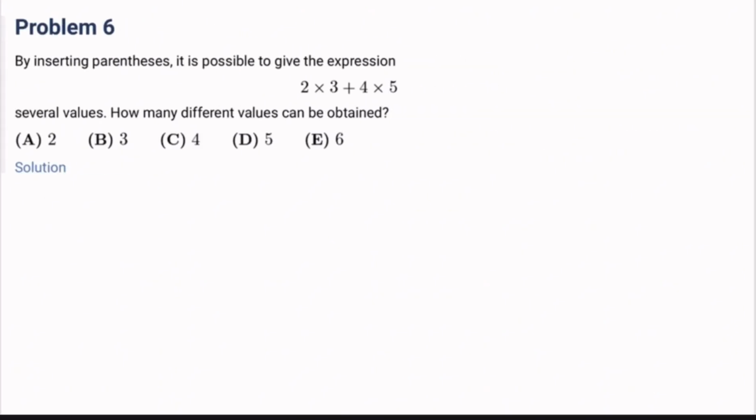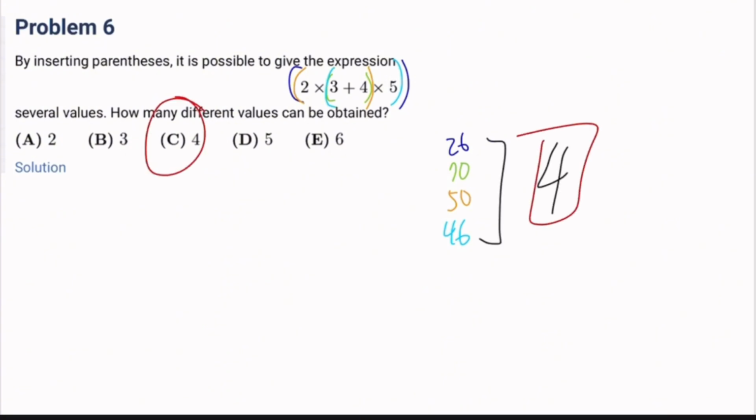Number 6, by inserting parentheses, it is possible to give the expression this value. How many different values can be obtained? First of all, we can just do the normal thing, like that, and so that will be 26. Or we can parenthesize this one in the middle, so that will give us 2 times 7 times 5, that's 70. Or we can do this, so like that will give us 50. Or we can do this, right, and that's going to give us 46, right? So we have these 4 values, so this is the answer.